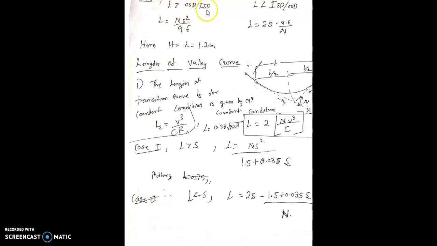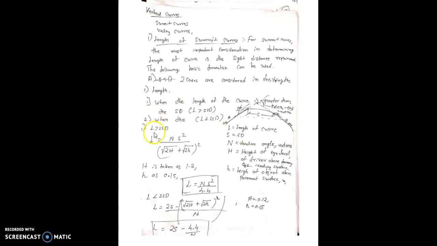If it is SSD, one side will be capital H, one side will be small h. That is height of the object. If it is OSD, both sides will be the height of driver's eyesight. Here we have to assume again L is greater than SSD or L is smaller than SSD, or L is greater than OSD or ISD, or L is lesser than ISD or OSD. First, we will consider for L is greater than SSD.